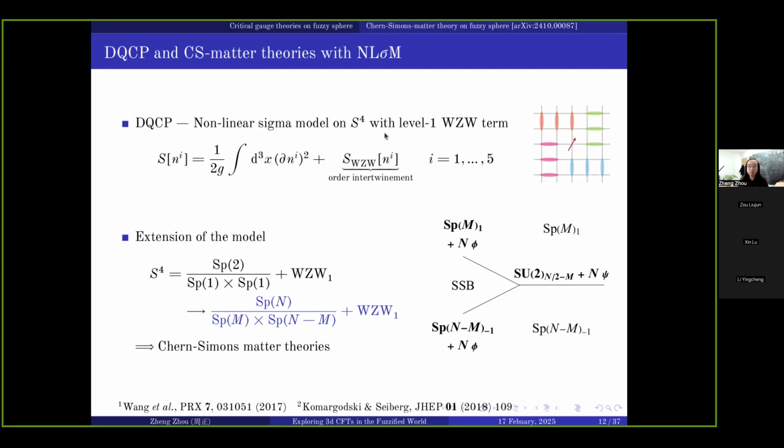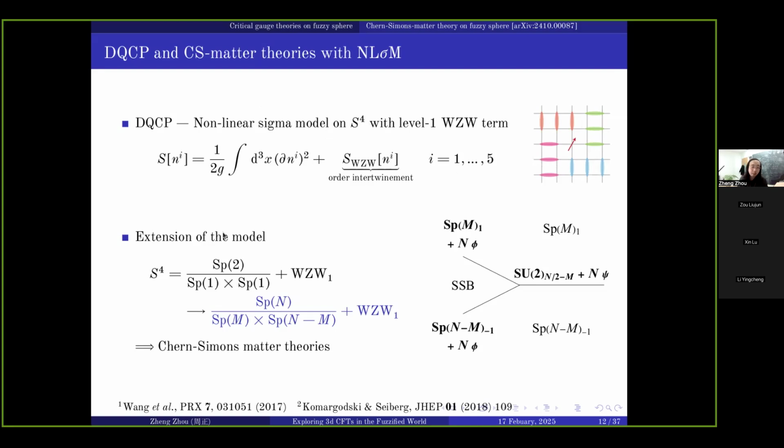The DQCP is known to be described by a nonlinear sigma model on S4, a four-sphere that has coordinates with 5 components, with a level 1 Wess-Zumino-Witten term. This Wess-Zumino-Witten term captures the order intertwinement between the Néel and VBS. In other words, it captures the anomaly.